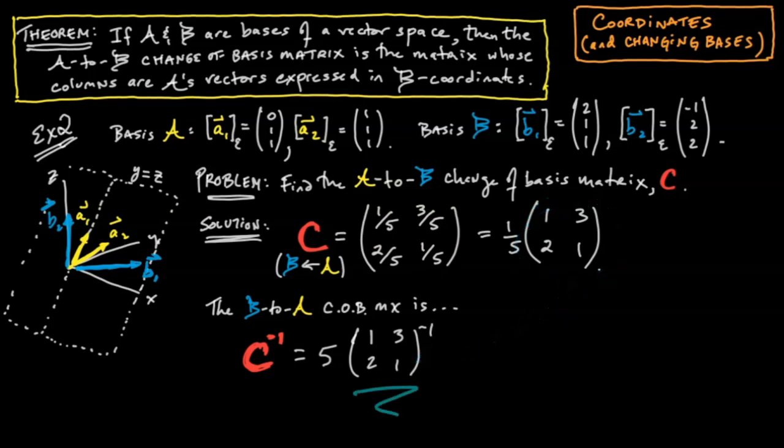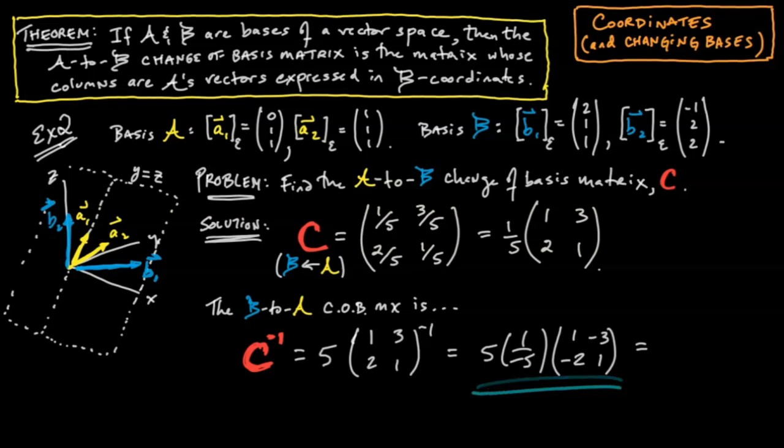And that's easy enough to compute. To invert this guy, we find its determinant, which is 1 minus 6, so 1 over minus 5. The off-diagonal entries sprout negatives, the main diagonal entries change places, and this all works out to this matrix, whose columns are -1, 2, and 3, -1.